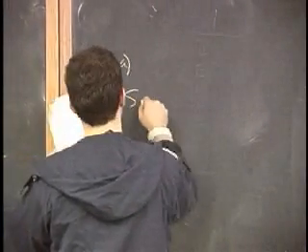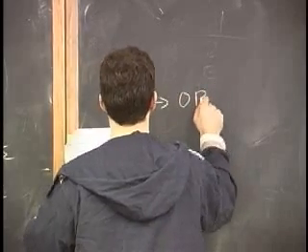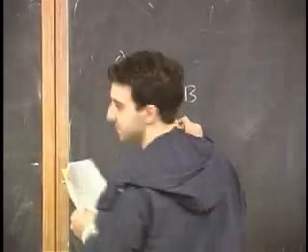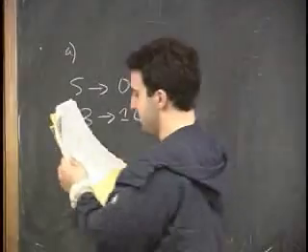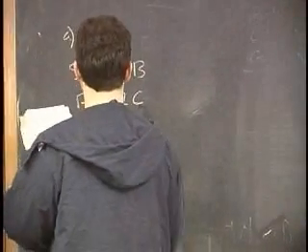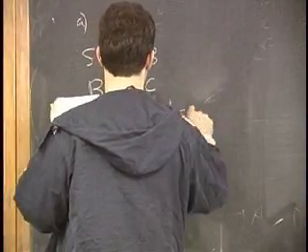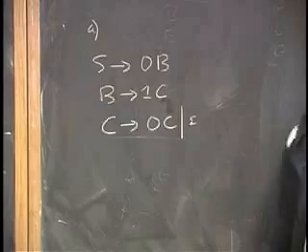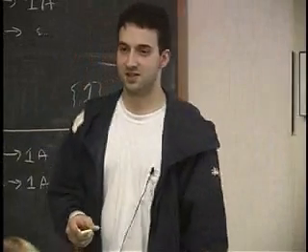What could you do? S goes to 0B. B goes to 1C. And then what does C go to? 0C or epsilon. There you go. So this is how you can add tons of new letters wherever you like if you have some complex structure.